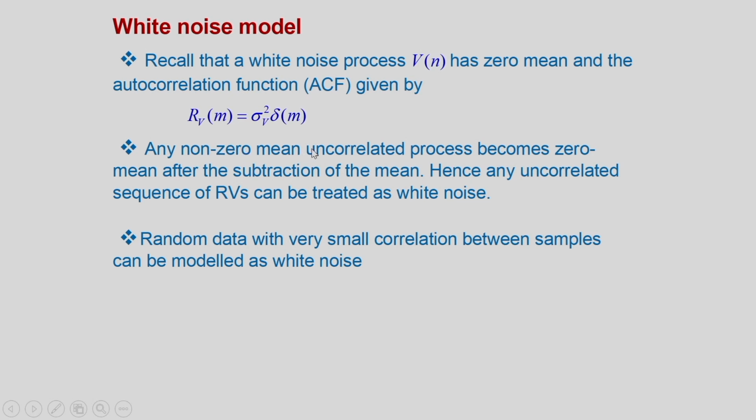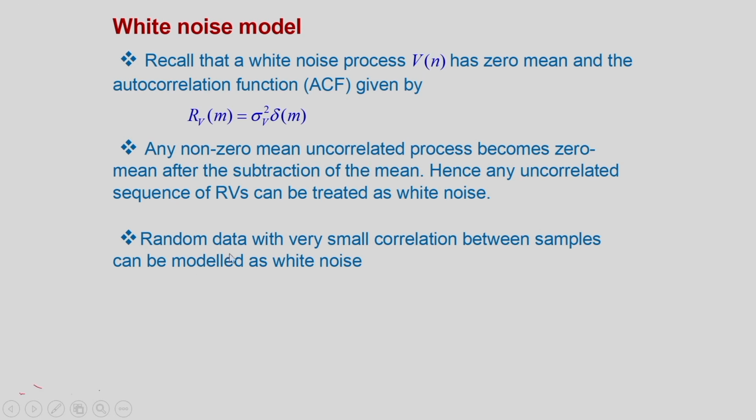Now, about any non-zero mean uncorrelated process. Suppose the process is not zero mean, but it is uncorrelated. In that case, the process becomes zero mean after the subtraction of the mean. Therefore, any uncorrelated sequence of random variables can also be treated as white noise. Uncorrelated means that the autocovariance function is a delta function, so after subtraction of the mean it becomes zero mean, and therefore it will also be a white noise. So, the definition of white noise includes zero mean, but any non-zero mean uncorrelated random process can also be modeled as white noise.